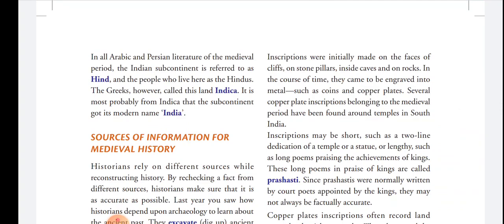In Arabic and Persian literature of the medieval period, the Indian subcontinent is referred to as Hind, and the people who lived there are known as Hindus. And the Greeks also called this land Indica, and it is most probably from Indica that the subcontinent got its modern name, India. So these are the terms used for the Indian subcontinent.